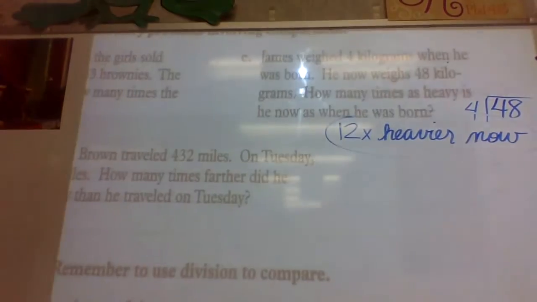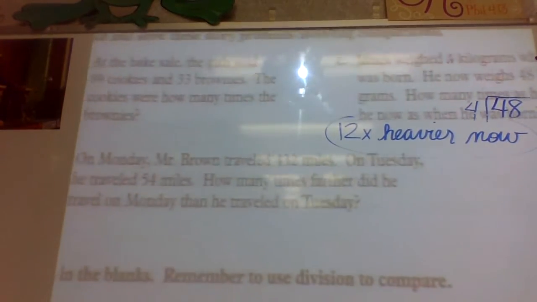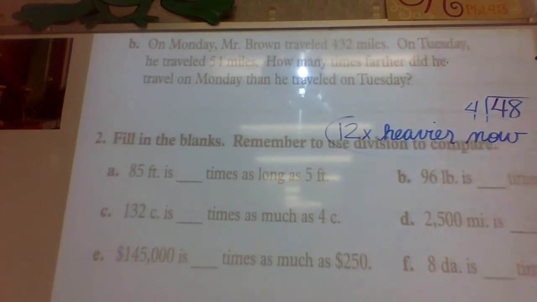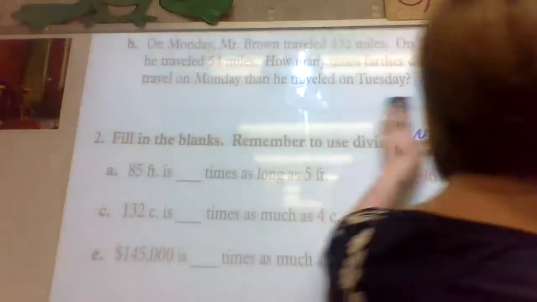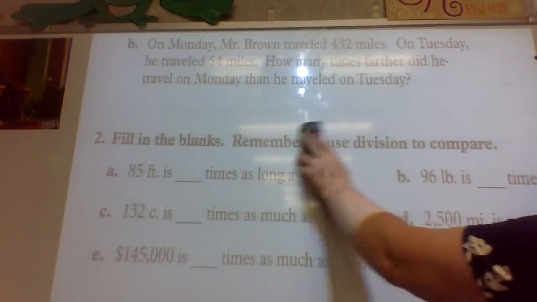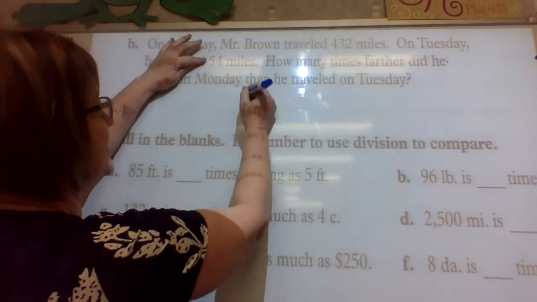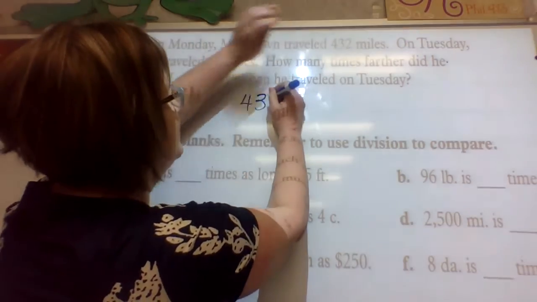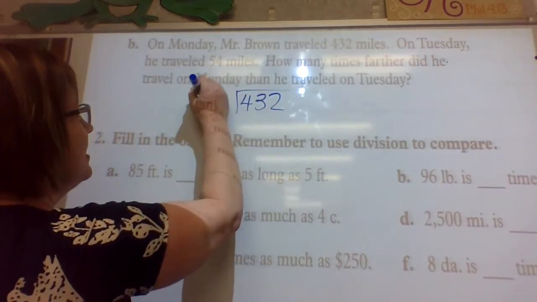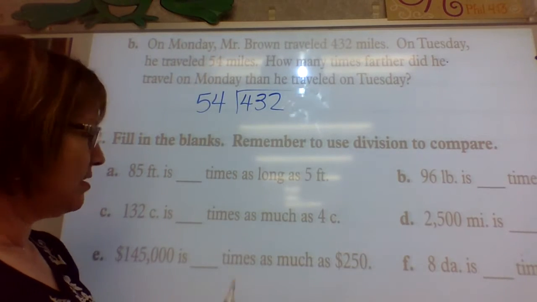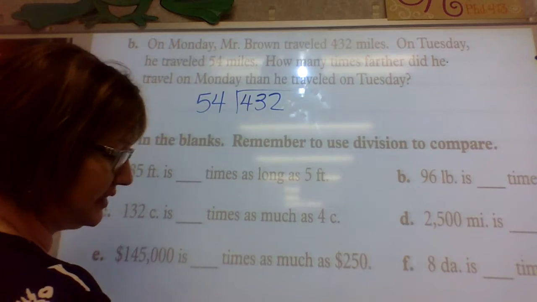Easy peasy. Okay, next one says, on Monday, Mr. Brown traveled 432 miles. On Tuesday, he traveled 54 miles. How much further did he go on Monday as on Tuesday? So again, 432 divided by 54. And I'm going to let you guys figure that out because I know you know it.